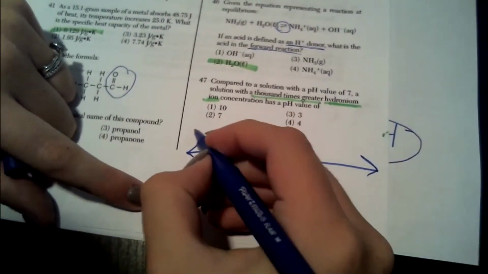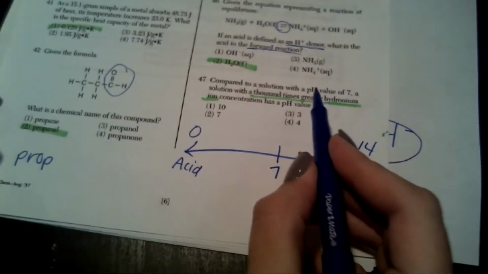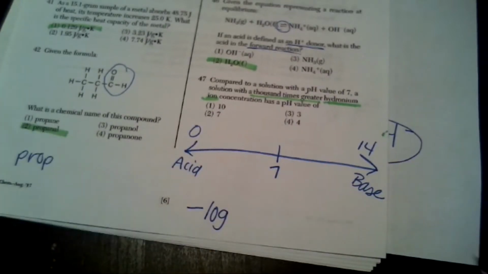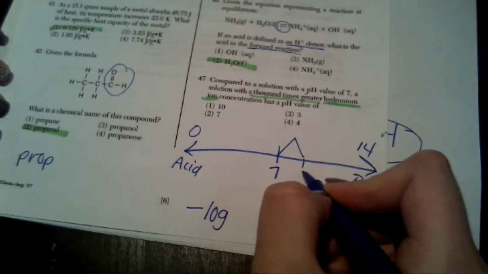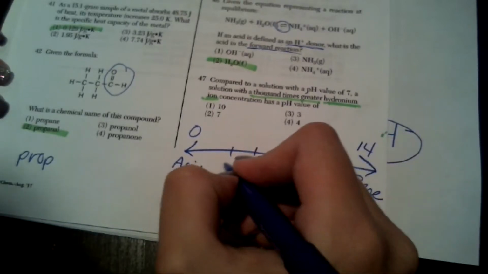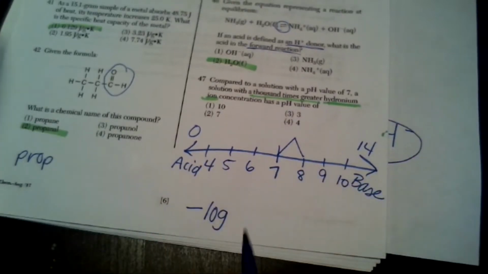If you remember the pH scale, I'm going to draw it real tiny down here. The pH scale runs from 0 to 14. The low side is your acid, the high side is your base. 7 in the middle is neutral. Now, this is a pH scale. P in chemistry means negative log. So on a log scale, the difference between 7 and 8 is going to be a factor of 10 because it's a negative log scale.